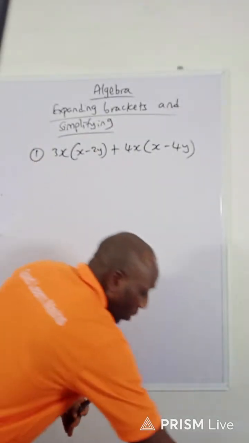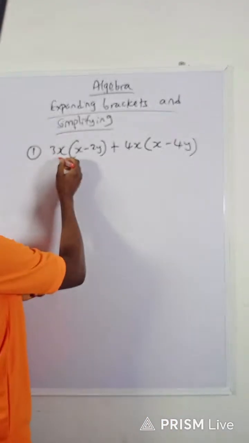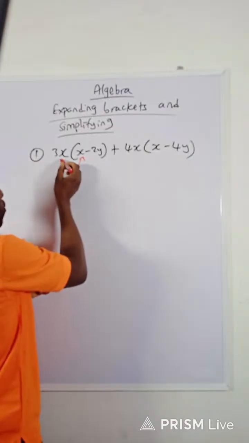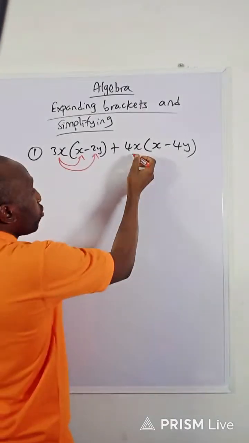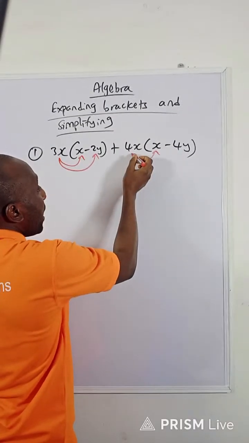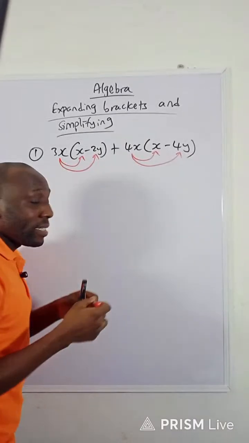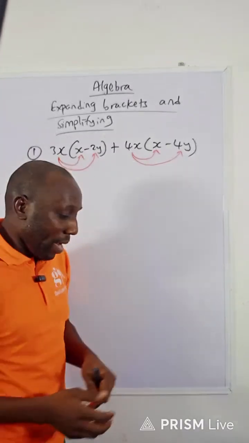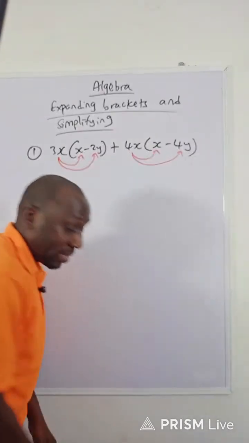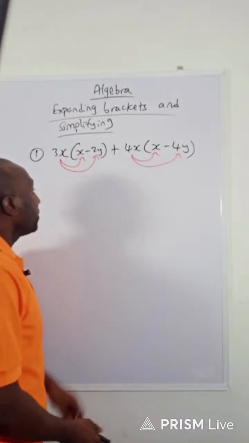So this is how it works. I am going to use this 3x to multiply x, and also this 3x to multiply what? Negative 2y. That's how you also do for this one as well. So this will multiply this, and this will also multiply this. This is how you expand. This is how you multiply. This is how you open brackets. Okay? So let's begin. Are you ready?